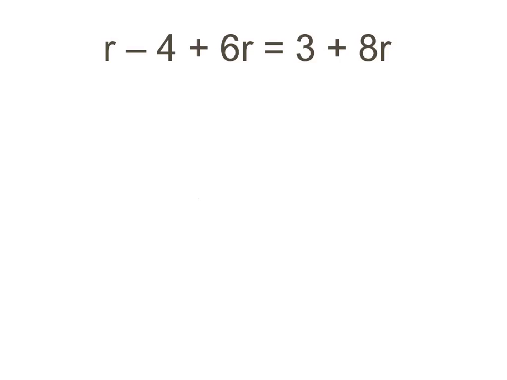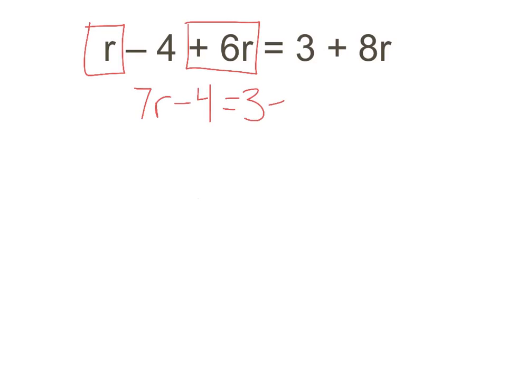Now, looking at this, the first thing that we need to look at, are there any parentheses? No, we have no parentheses. We do have two terms on the same side that need to be combined. So that's going to give us a 7r minus 4 equals 3 plus 8r.